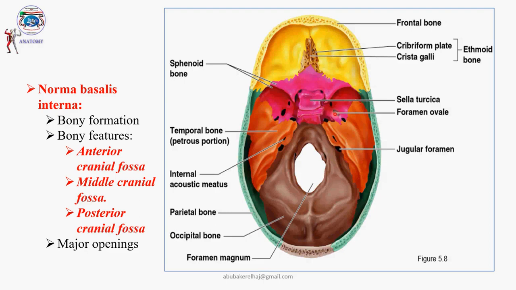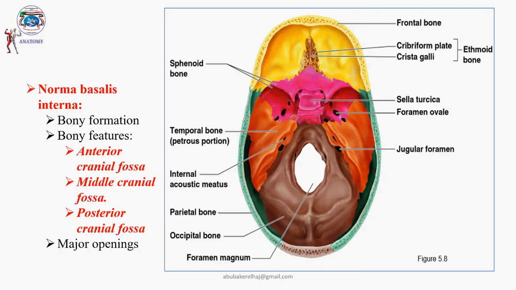This is related to the mandibular division, and here we have the foramen lacerum, which I also mentioned before, and most laterally, as you see here, this is the foramen spinosum. In the middle part, that means on both sides, we have these features.